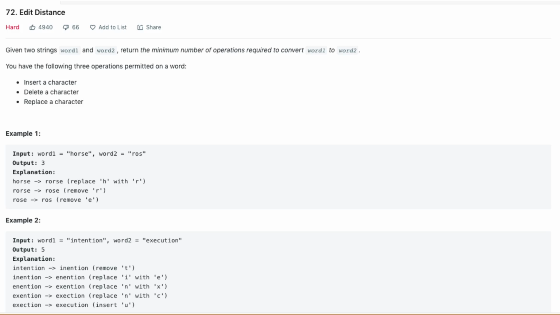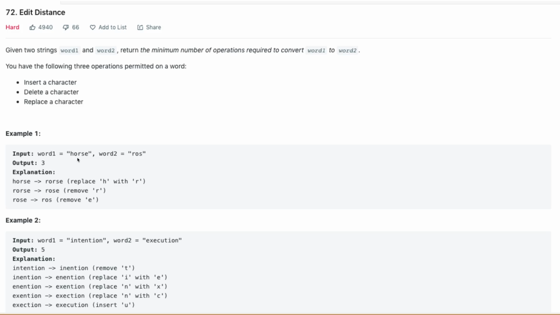But how do we do that? Now let's think about it. If I remove this guy, the H is being removed, and I'm trying to match the rest of the substring to ROS, my I will be incremented because I'm trying to compare the rest of the string to this guy. So that's why my I will be incremented. Perfect.